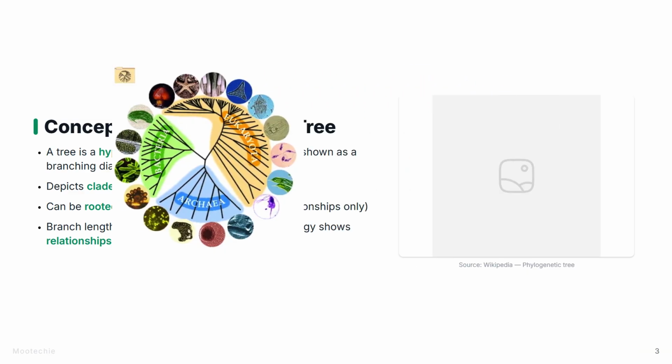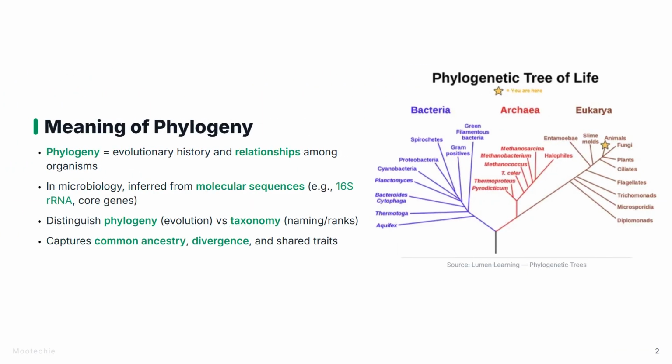Meaning of phylogeny. Phylogeny equals the evolutionary history and relationships among organisms. It's the story of how life diversified from common ancestors over billions of years. In microbial biology, phylogeny is inferred from molecular sequences like 16S rRNA or core genes. Because microbes can look similar, we use their genetic blueprints to uncover their true family ties.